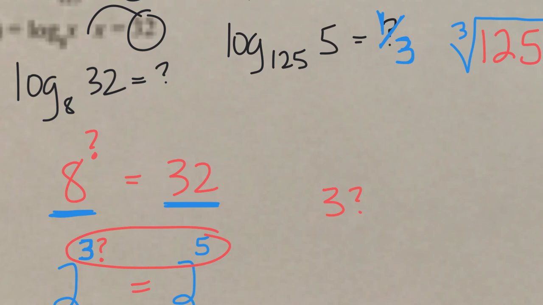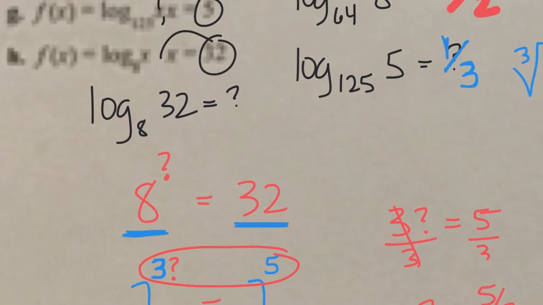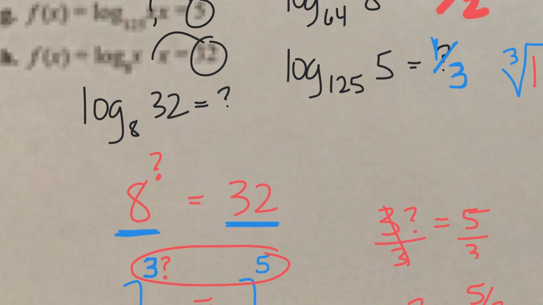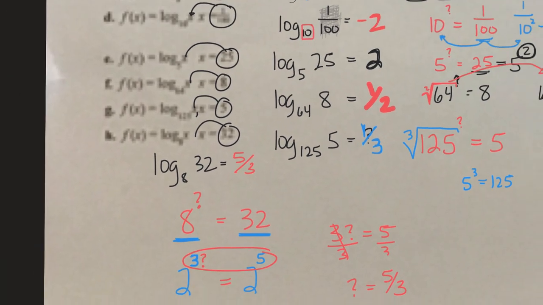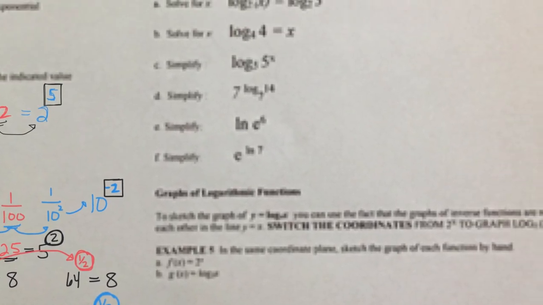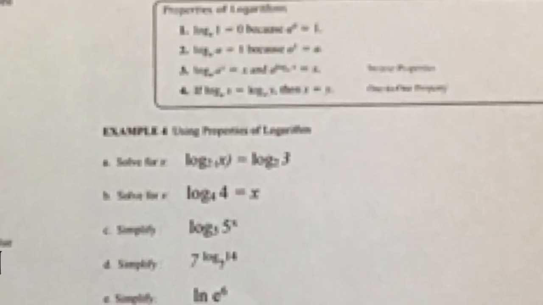So 3 times some number equals 5. So dividing both sides by 3, that number happens to be 5/3. Okay, so yes, this is tricky. Nobody thinks like this on a regular basis, which is why these are kind of hard, because your brain hasn't been trained to think like this. But it's good thinking. Good thinking. So now let's look at our properties.